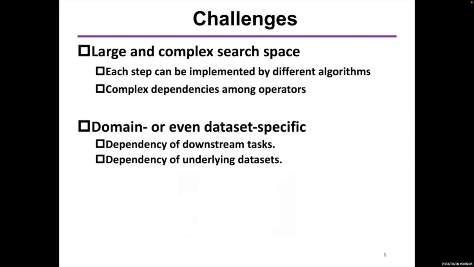The first challenge is the large and complex search space. Even a simple pipeline is composed of several steps, where each step can be implemented by different algorithms. Moreover, there may be complex dependencies among different operators or algorithms implementing the steps. For example, the choice of missing value imputation may help some feature engineering operators while harming others. Therefore, it is very challenging to explore such a large search space.